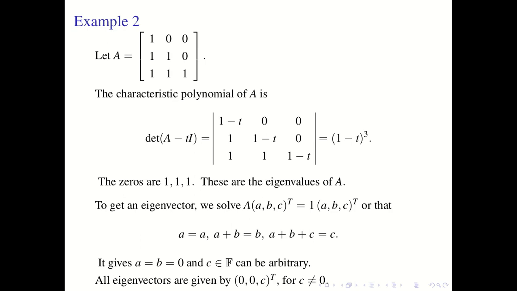Now how do we find eigenvectors? Apply A minus lambda I on the vector (a, b, c) and solve. So A times (a, b, c) is equal to 1 times (a, b, c). Solve this system of linear equations. What you get is a is equal to 0, b is equal to 0, and c can be arbitrary. So therefore the eigenvectors are of the form (0, 0, c), where c is a non-zero complex number.